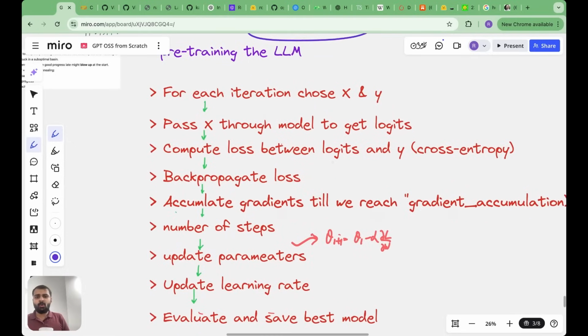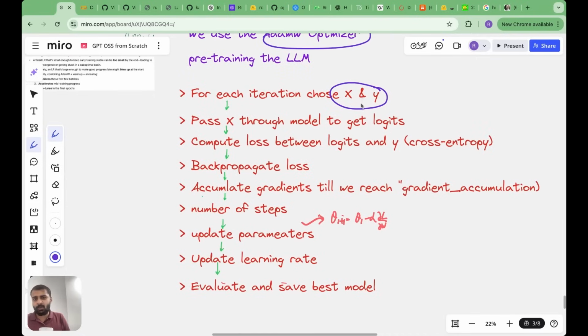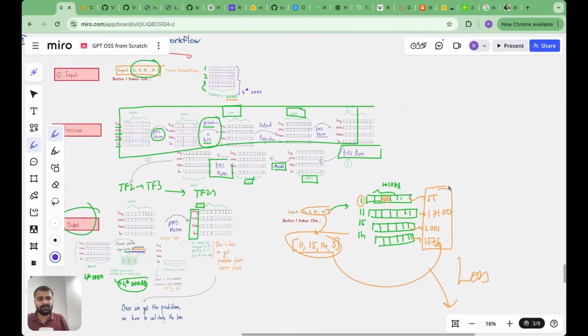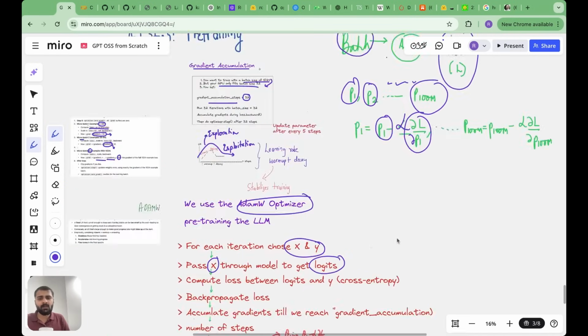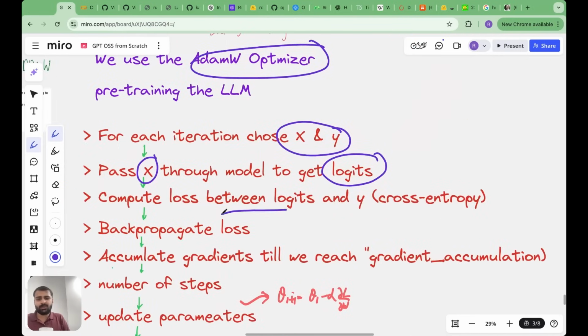So the pre-training loop now looks like this. For each iteration, we choose one batch which consists of the input and output pairs. We pass X through the entire model architecture which we just saw. We'll get the logits, which is the output matrix, which was this. So this is also called the logits. We'll compute the loss between logits and the ground truth.